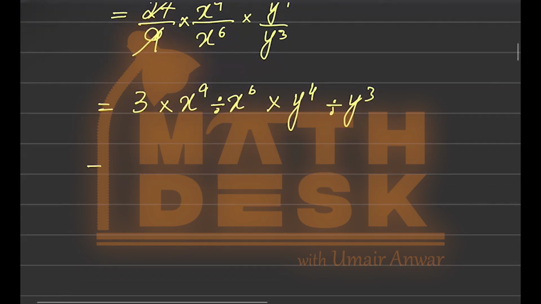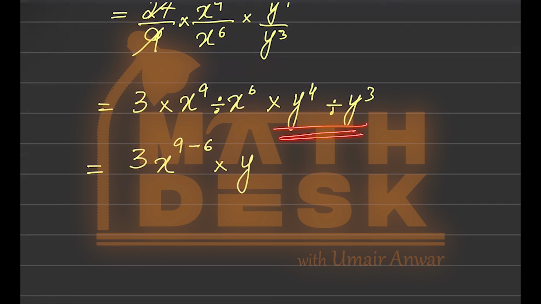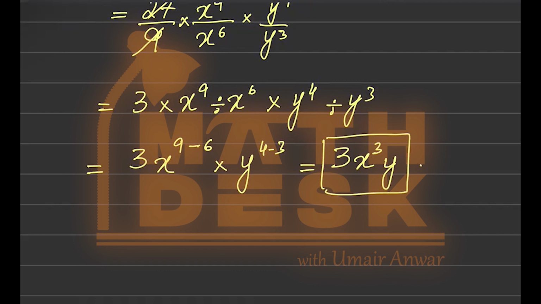Now I can apply the second law of indices over here, since the bases are same, being divided by each other. So I would be writing x raised to 9 minus 6 multiplied by, again we have the same situation, same bases being divided by each other. So 4 minus 3 would be written as their index. Now 3 times x raised to 3 and y raised to 1 would be the final answer of this part.